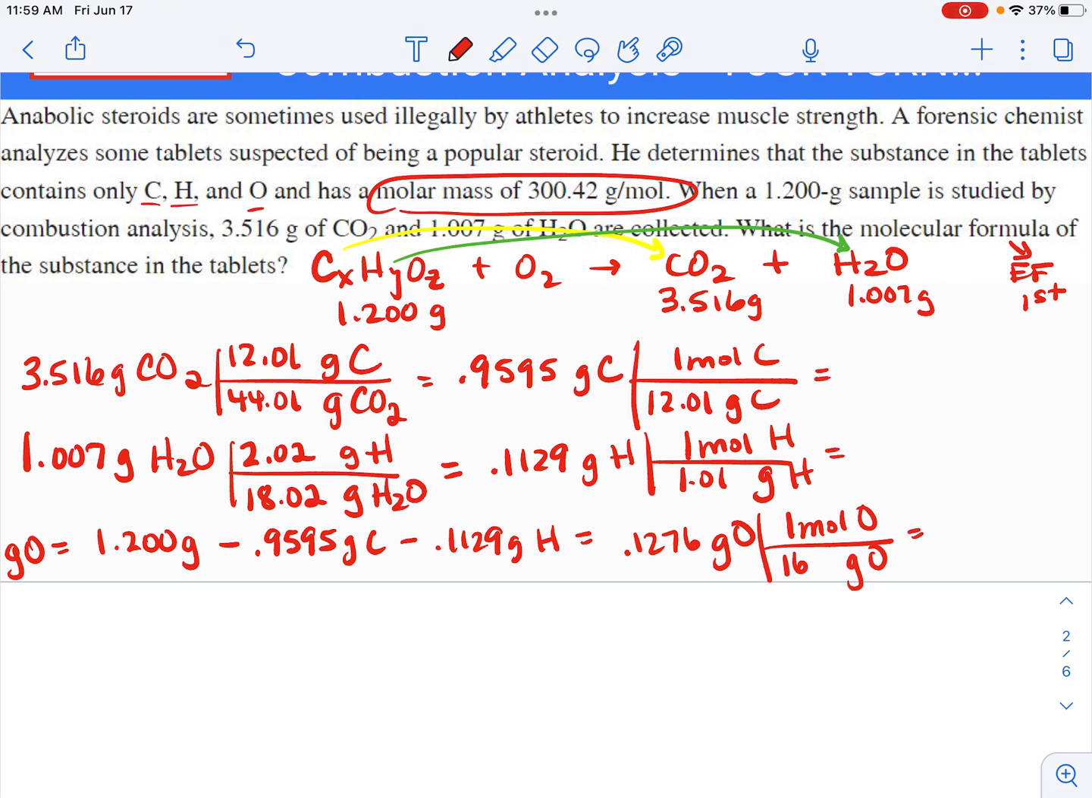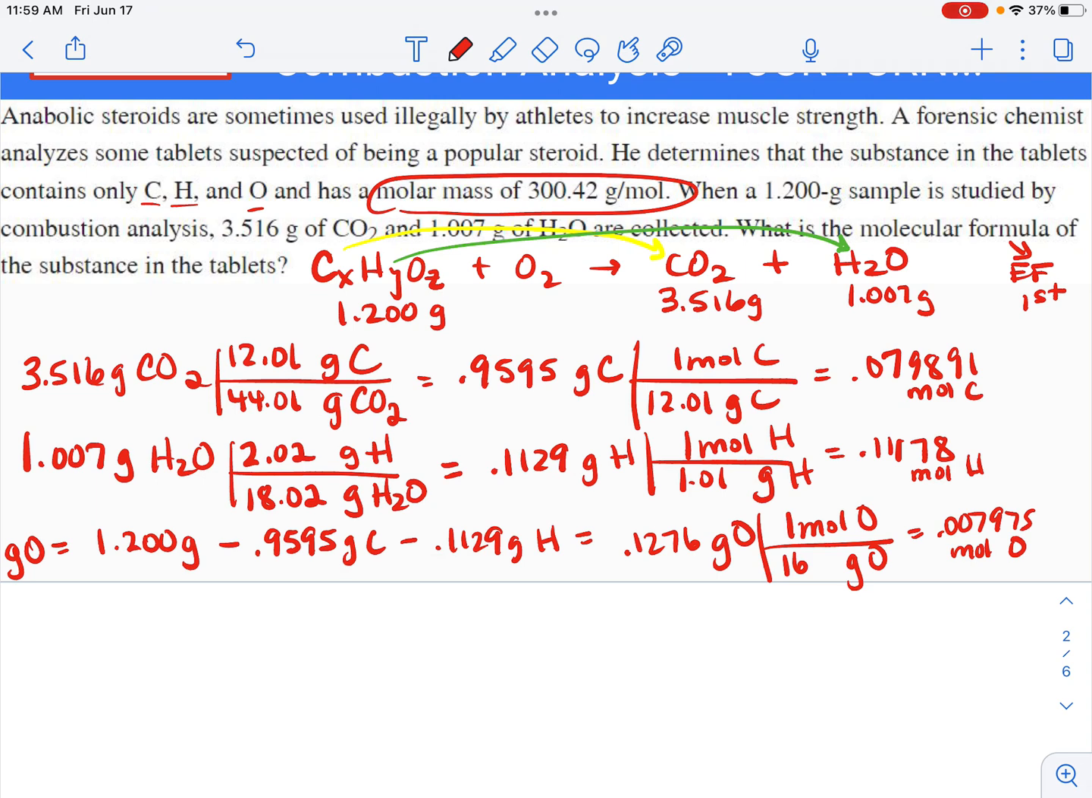So this would be 0.079891, do not cut them short, moles of carbon, 0.11178. I had 4 sig figs, so I'm going to keep at least 4. I kept 5 here, moles of hydrogen, and 0.007975 moles of oxygen. And so I did my mass to moles.